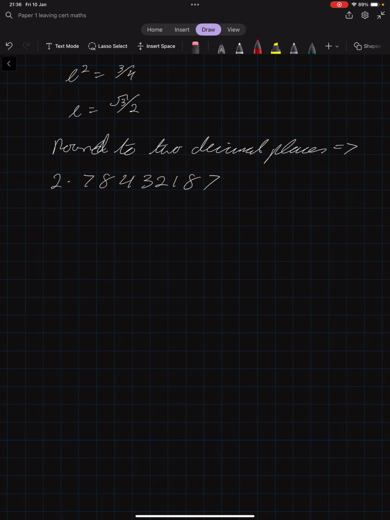So this is the only number you care about, okay? But what's really important is the number after it, okay? Now, why? Your question is this number closer to 2.79 or 2.78? In this case, the answer is 2.78.